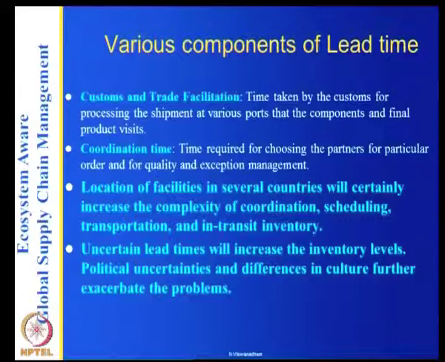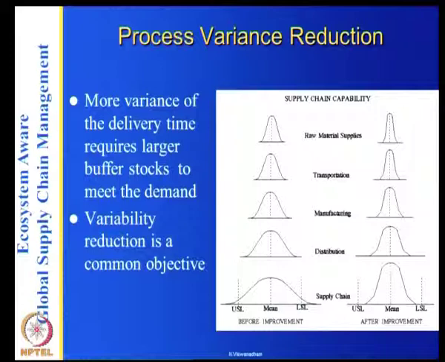So, if you take the raw material supplies, transportation, manufacturing, distribution, and if you assume everything is normal, then you can write the supply chain capability or supply chain lead times, and you can find out the limits LSL and USL, and if they are not within the limits, you can always try to improve the supply chain capability. More variance of the delivery time requires longer buffer stocks to meet the demand. Variability reduction is a common objective in the supply chain lead times.